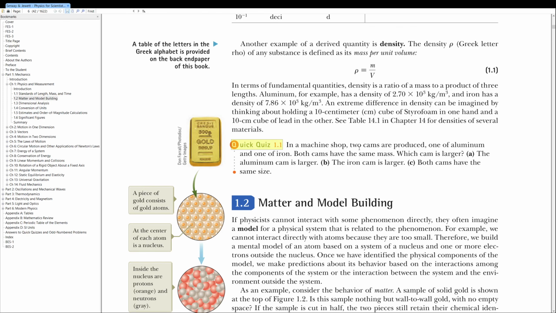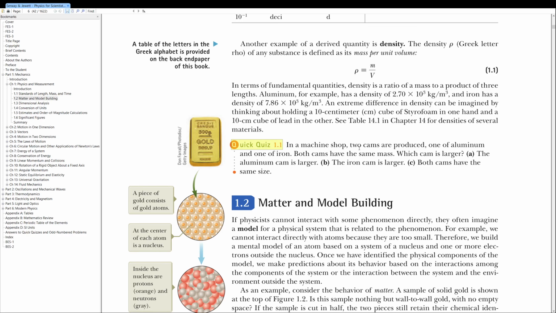So 2 cams are produced. One is made of aluminum and one is made of iron. Both cams have the same mass. Which cam is bigger? Which one is larger? When it says larger, it's asking which one takes up more volume, right? And so the question is, is the aluminum cam larger, is the iron cam larger, or do both cams have the same size?